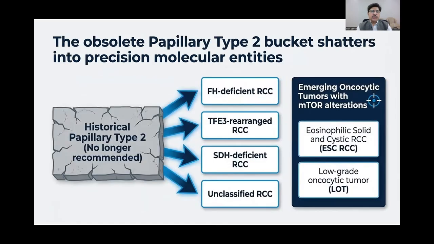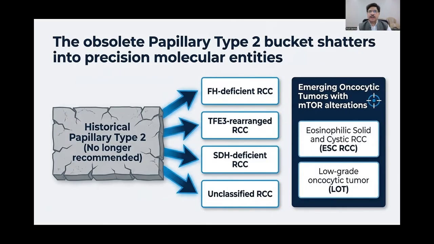Okay, now historically, there is what is called the papillary type 2. That is again in a non-clear cell type. It is no longer recommended and that classification is obsolete. It is retired. Now that bucket is classified into FH deficient RCC, TFE3 RCC, SDH RCC, unclassified RCC. Emerging oncocytic tumors with mTOR alterations.